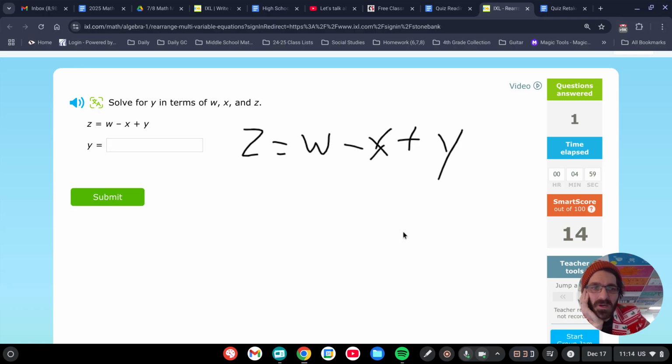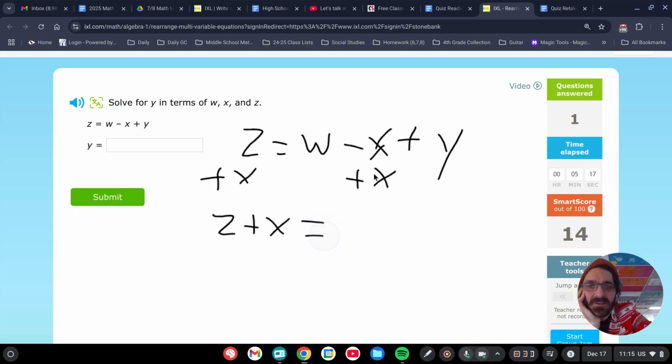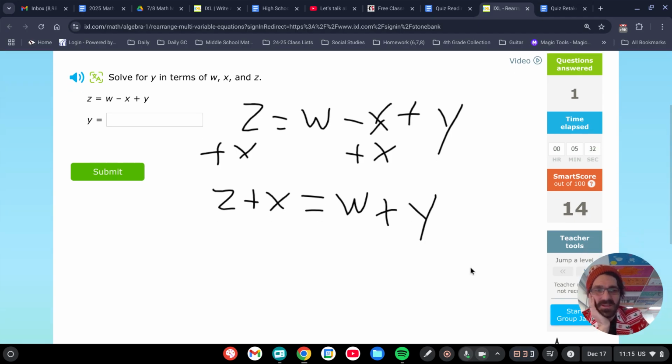We want to get Y by itself, so let's get rid of this negative X. Okay. If we want to get rid of a negative X, we add X. The inverse of subtracting X is adding X. If I do it to one side, I have to do it to the other. Z plus X is what I'm left with over here. I have a W. My X is gone, plus Y. Okay, so I got Z plus X equals W plus Y. I still want to get Y by itself. I need to take care of this. It's a positive W, so yes, we need to subtract it from both sides.